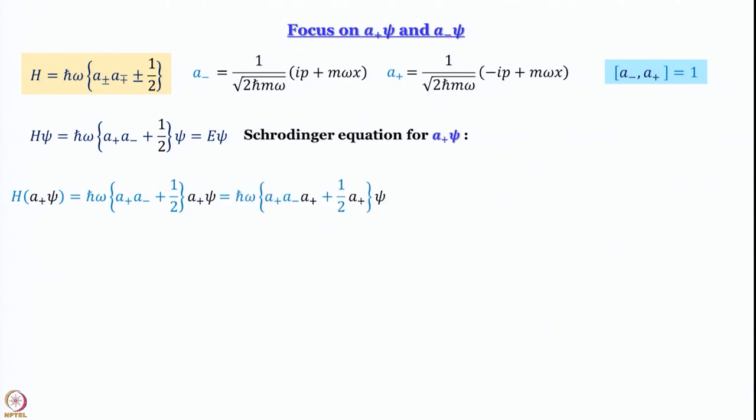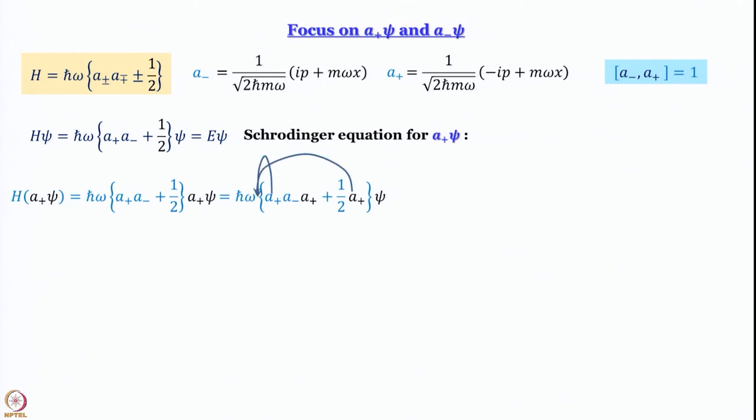So, what we can do is we can just take this A plus inside the bracket. The associativity is still there, is it not? So, we can just take it. So it becomes h cross omega, then inside the bracket A plus A minus A plus plus half A plus, this whole thing operates on psi. Then what do you get? What we are doing now is simple mathematical manipulation. When you do a lot of it, then the logic sort of comes to you naturally. For now, just bear with me.